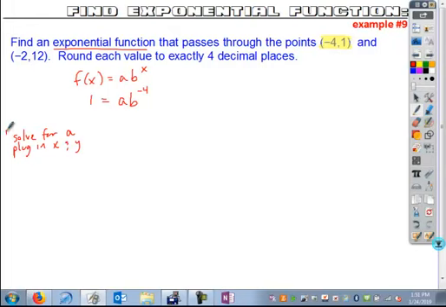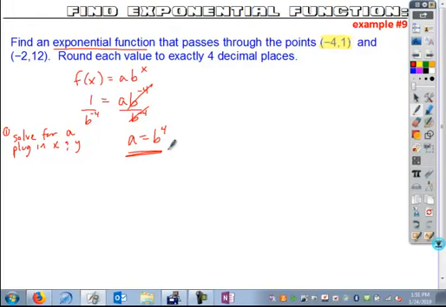So there's my first step: plug in my x and y, and solve for a. I'm going to divide both sides by b to the minus 4th. So I get a is equal to, I'll write it over here, and the negative power is going to move my base b up. So this is what I get for that expression.